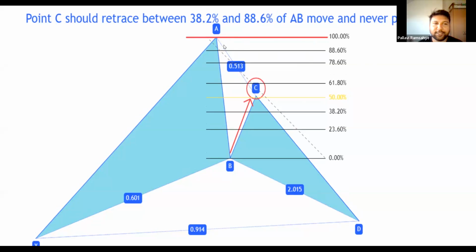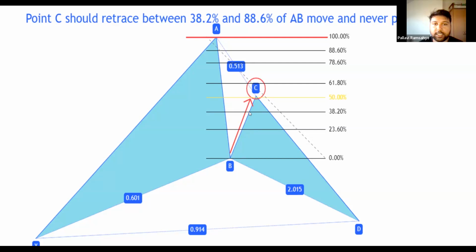So to answer that question, it's actually from high to low. So from A to B, okay? So from high to low, correct. And then what we're looking for is point C. So again, we don't have point C yet. Price is then moving from B, and it's coming up to between 38.2%.